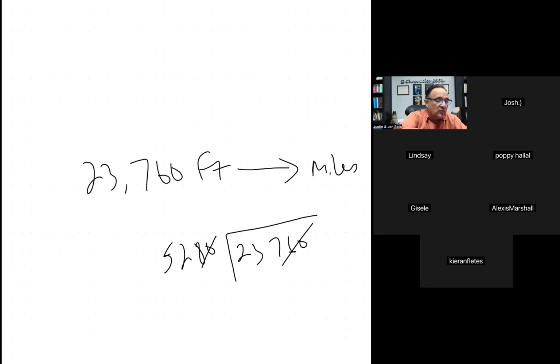All right. 23,760 divided by 5,280 is 4.5. On these long divisions, I don't mind you using a calculator because you still have to know how to work them out. And so, yeah, 4.5 is the correct answer on that one.